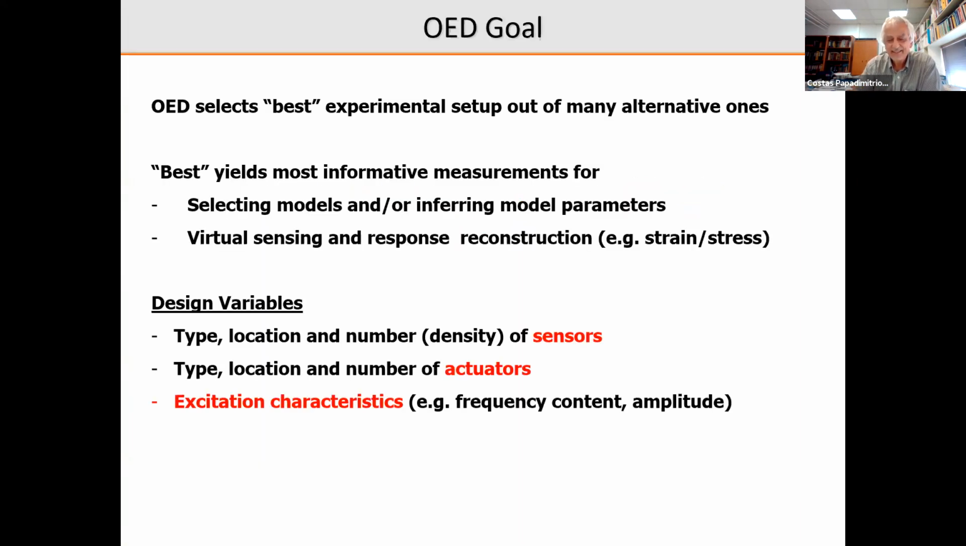I'm moving now to Bayesian optimal experimental design. What is that? It helps us select the best experimental setup out of many alternatives. What is best? The best is the one that yields the most informative measurements for the purpose that we want, either to select models, or to infer model parameters, or to virtual sense or reconstruct responses like strains. Design variables are usually the type, location, and number of sensors if we don't know the inputs, but if we can excite the structure, it could also be actuator locations and excitation characteristics.